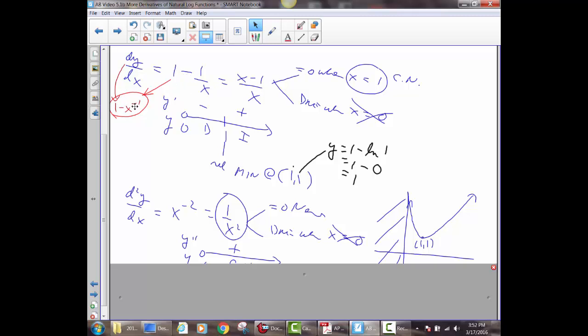So this is 1 minus x to the negative 1. The derivative of 1 is 0. And then the derivative of negative x to the negative 1 is positive 1x to the negative 2, better known as 1 over x squared. It equals 0 never, because the numerator is never 0.